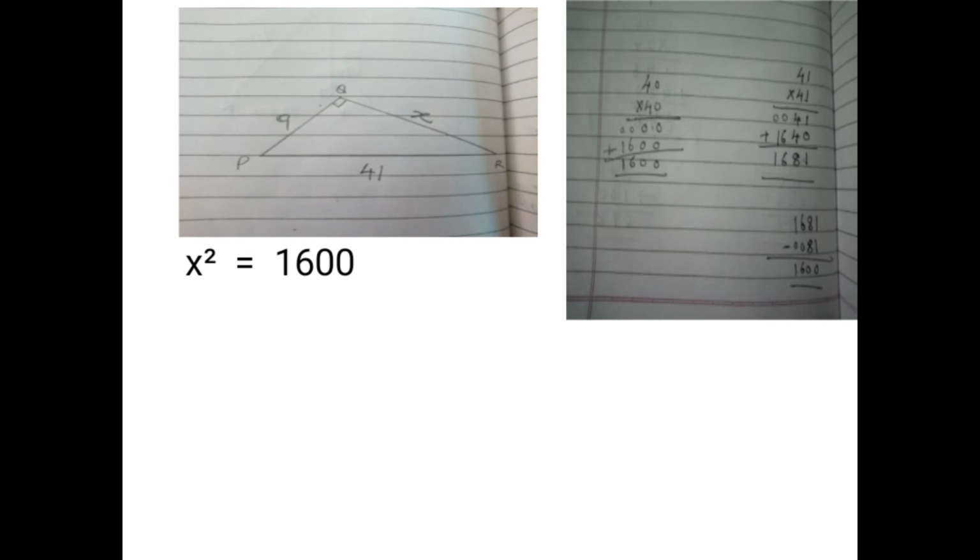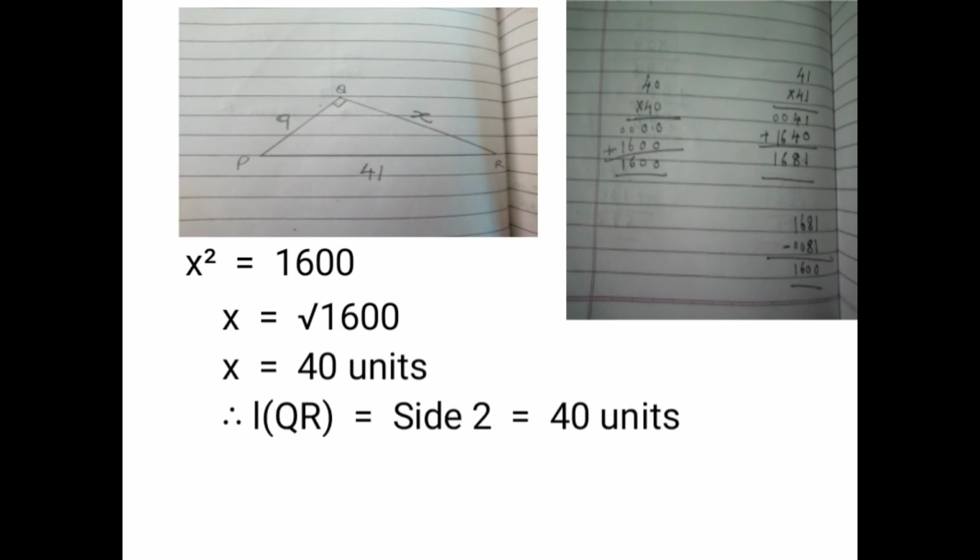Now remove the square symbol. When you remove the square symbol here, it becomes square root. X is equal to square root of 1600. 40 into 40, square of 40 is 1600, and square root of 1600 is only 40. Square of the number is going here, and when you find the square root of this number, you have to write it one time. X is equal to 40 units. Therefore, length of QR is equal to side 2 is equal to 40 units.